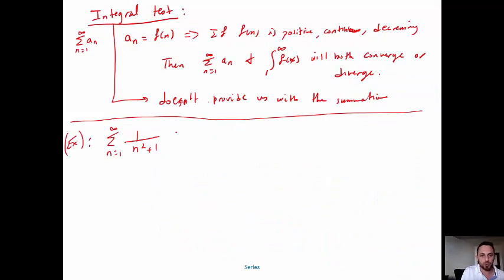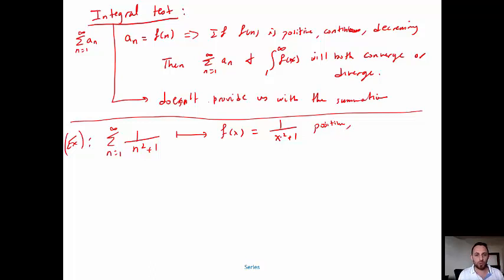So what we will be doing is to have a function f of x equal to 1 over x squared plus 1. In order to apply the integral test, the function needs to be positive, continuous, and decreasing. As you can see, you have x squared plus 1, so no matter what x you replace it with, this is positive for every x. So the function is positive.